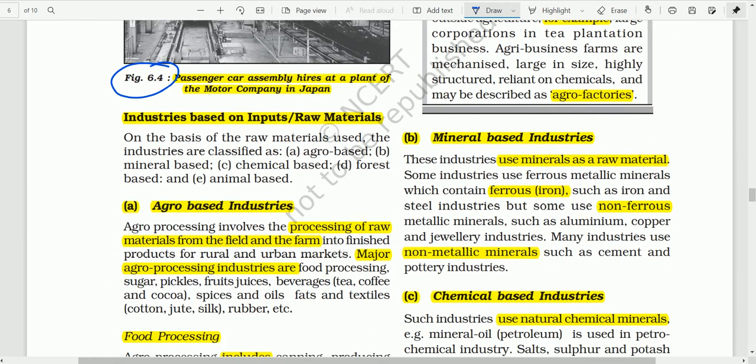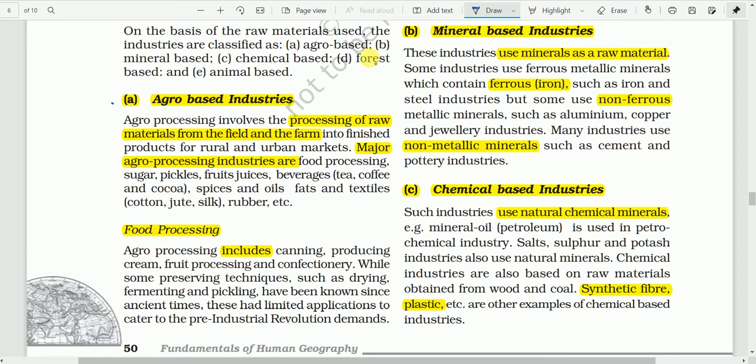Next, we have another classification based on inputs or the raw material. And so here we have agro-based industries. You know, agro-based industries are industries using agricultural products as a raw material, as you have learned earlier. So agro-processing involves processing of raw material from the field and from the farm into finished products for rural and urban markets.